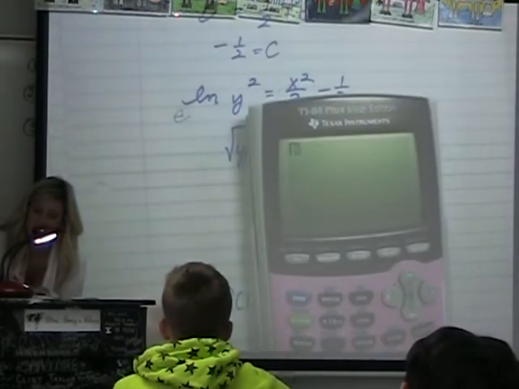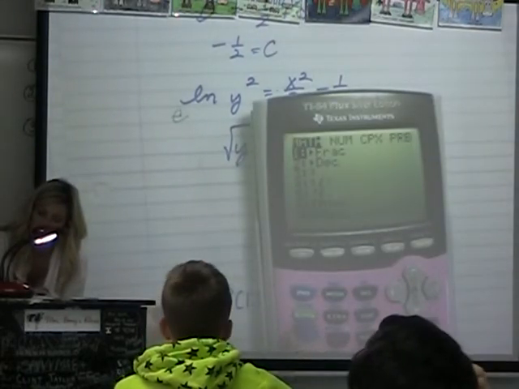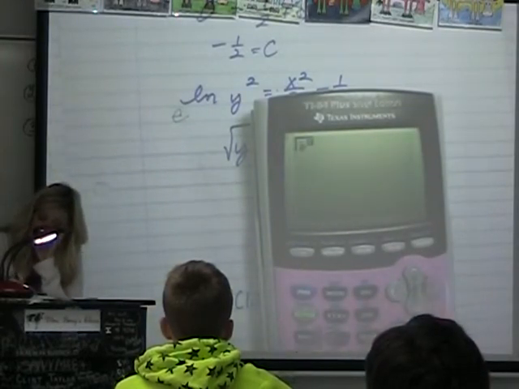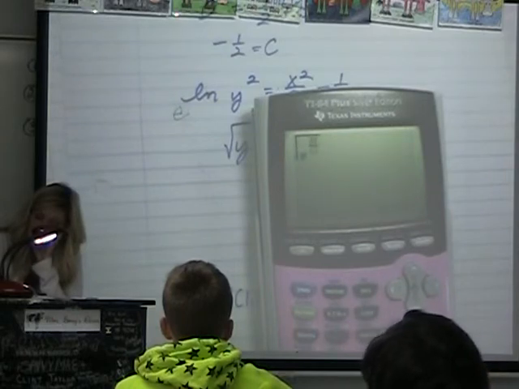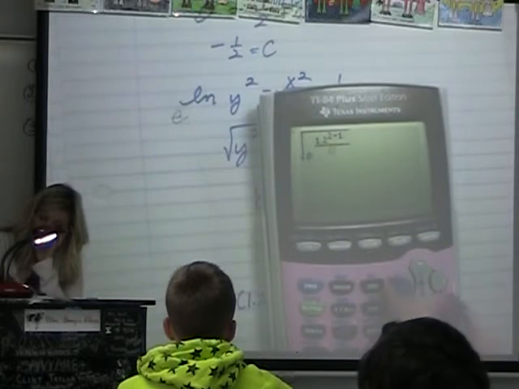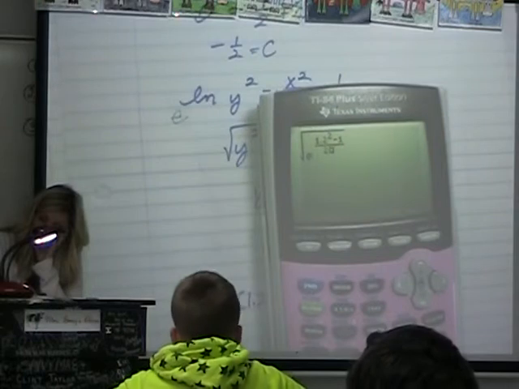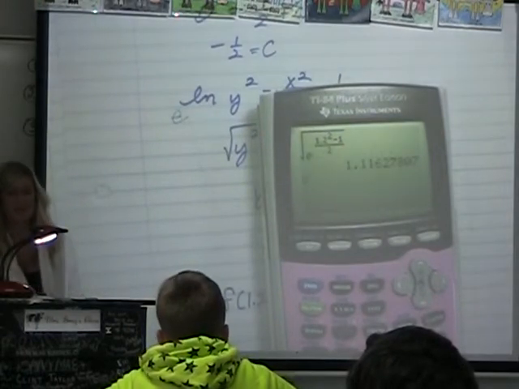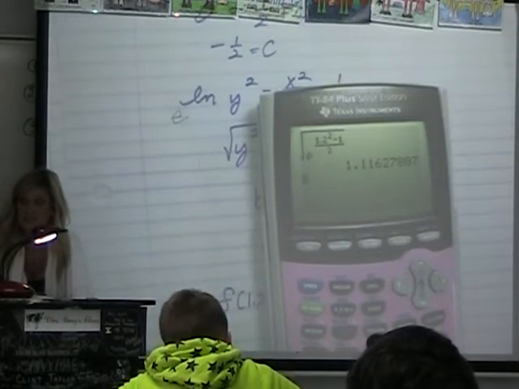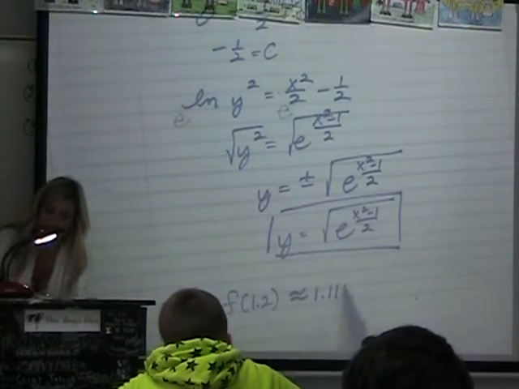So we're going to do the square root of e to the 1.2 squared minus 1, all over 2. Got it. Thank you. All right. If you round to 3 decimal places, which we should, 1.116. So I'm going to say approximately 1.116.